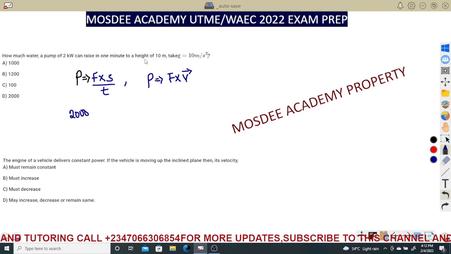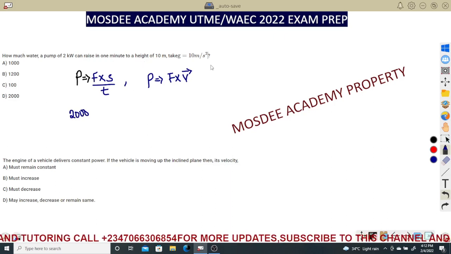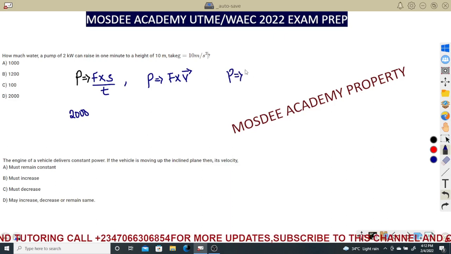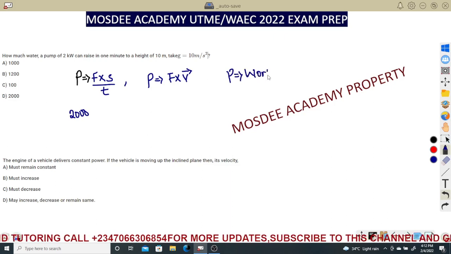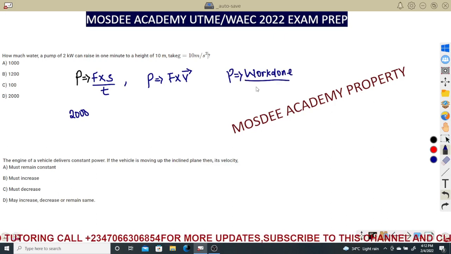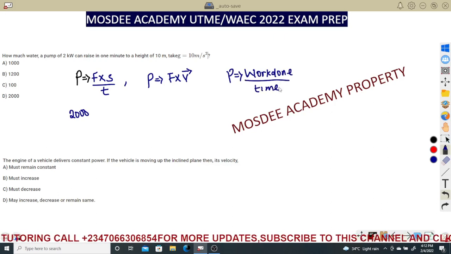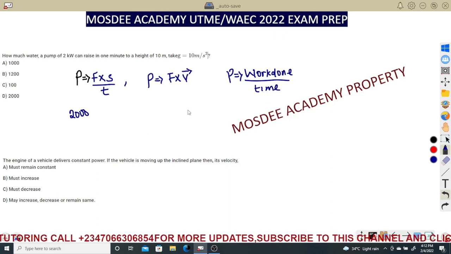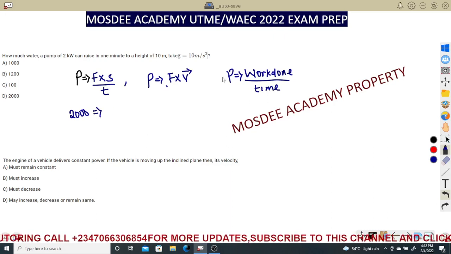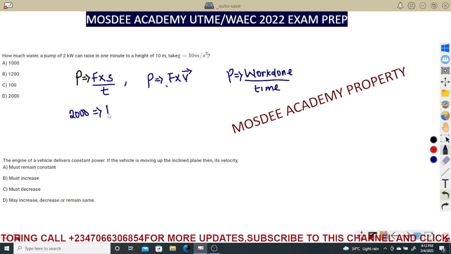Is equal to, look at this now. I think it's better to also write it for you that power is also equal to force times displacement, which is work done. So average power is work done divided by time. I think this is better. So we can calculate the work done first when we know the time. 2000 equals what? The work done. Power is 2000 watts. The work done.